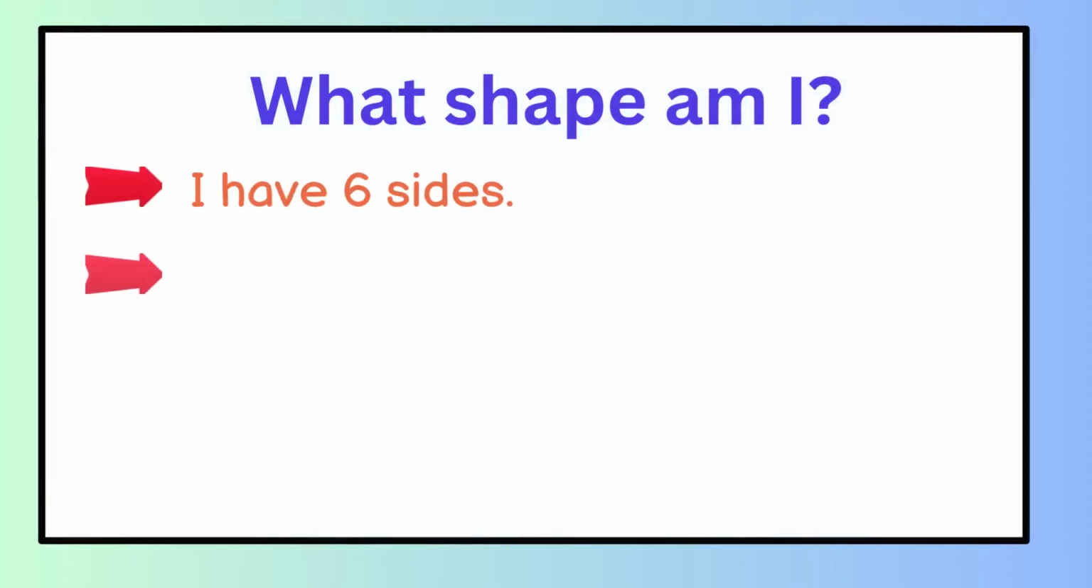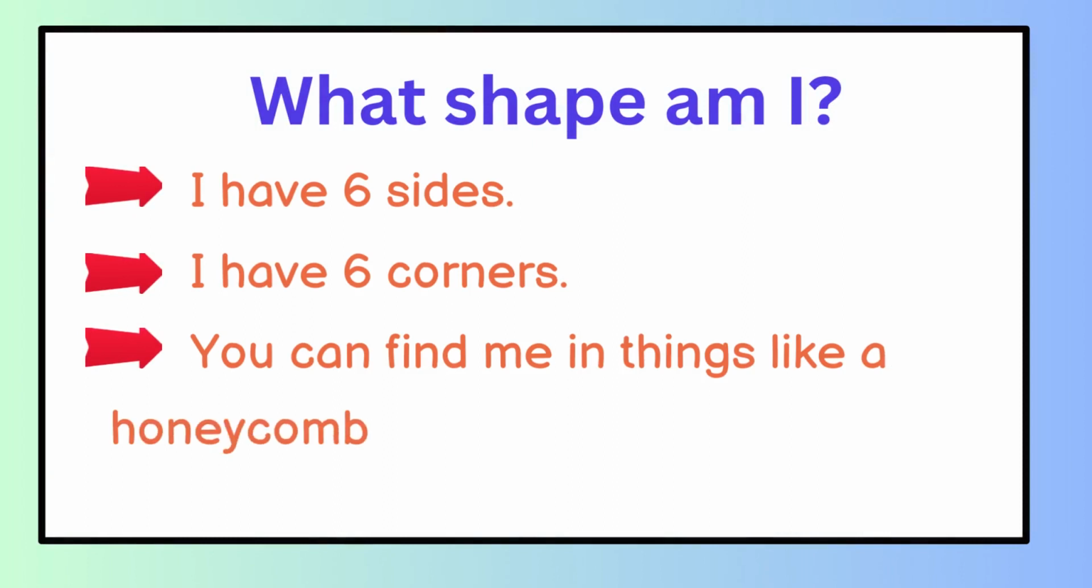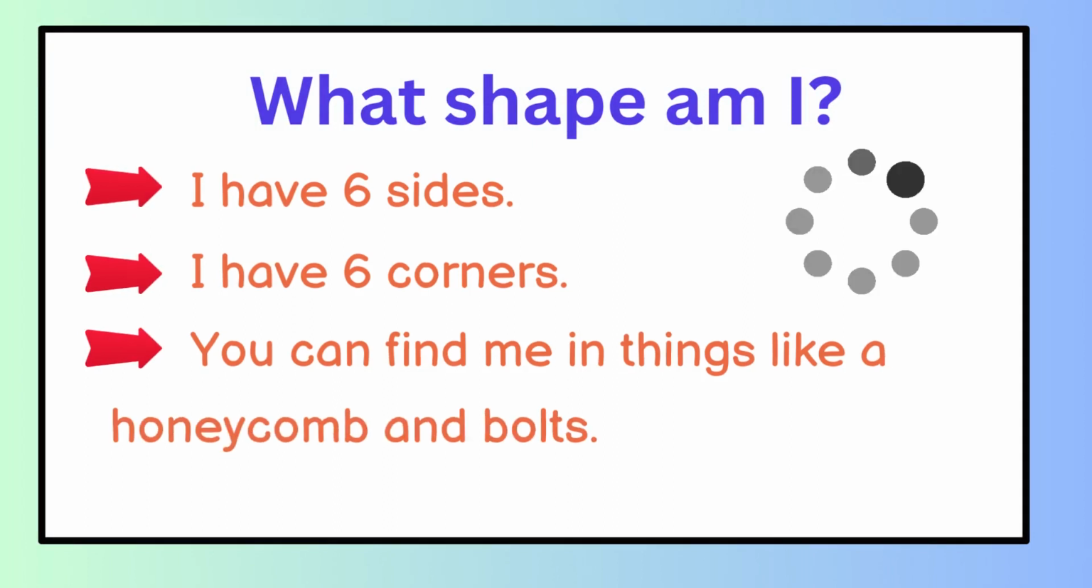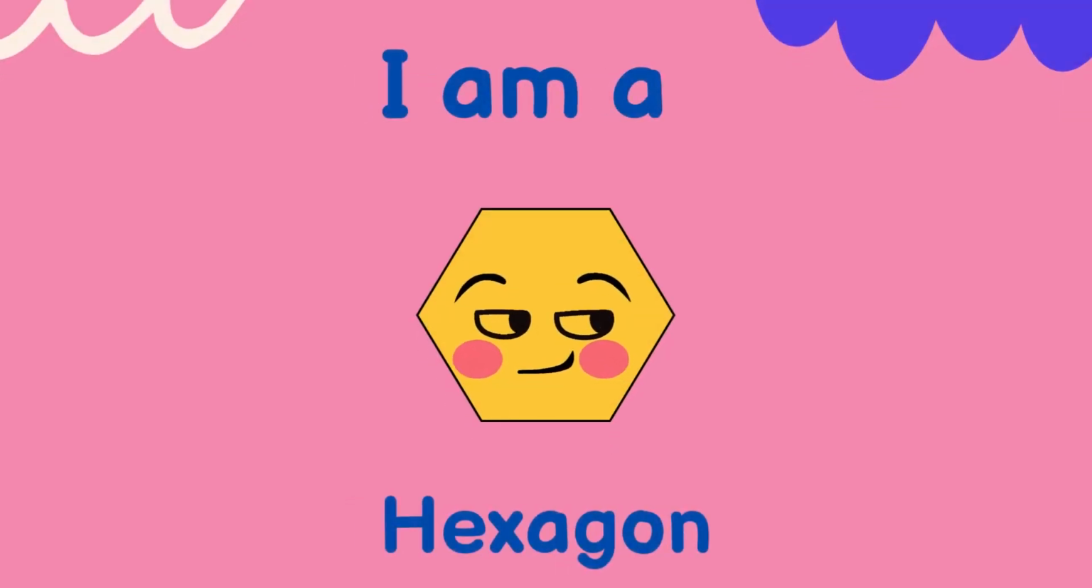What shape am I? I have six sides. I have six corners. You can find me in things like a honeycomb and bolts. I am a hexagon.